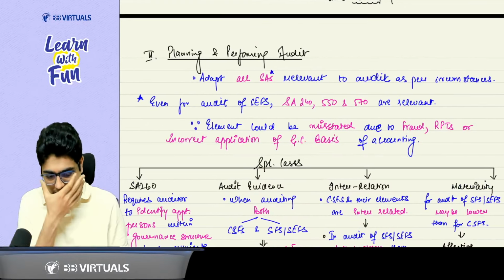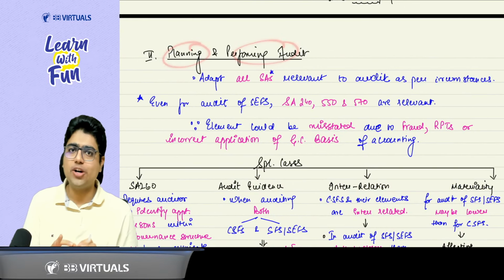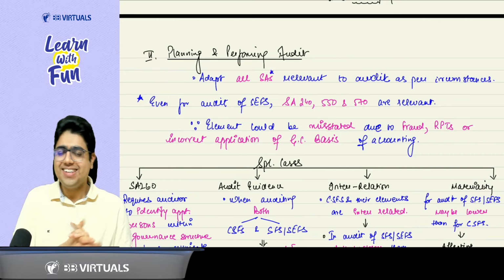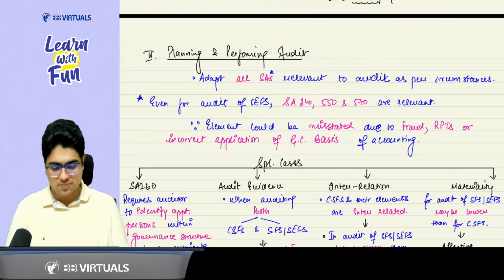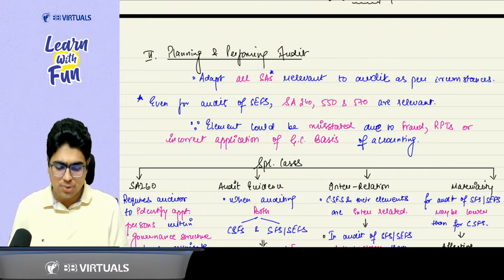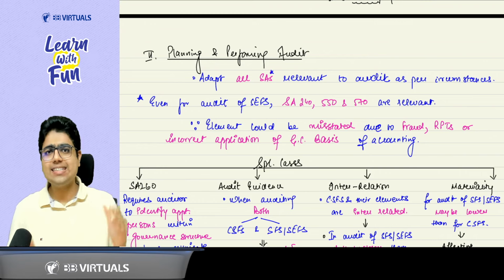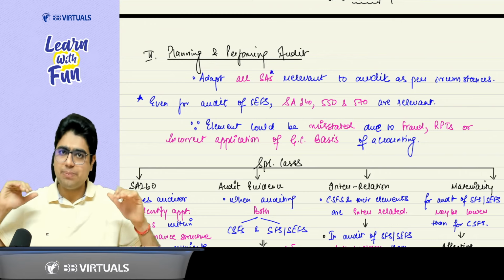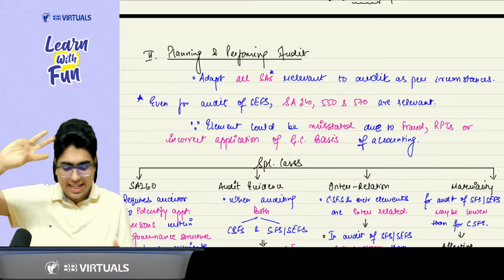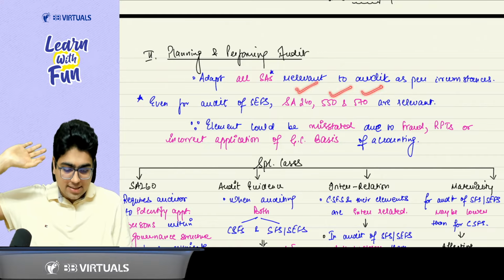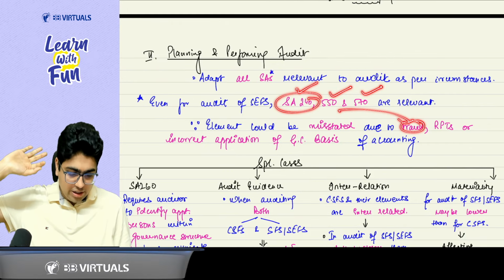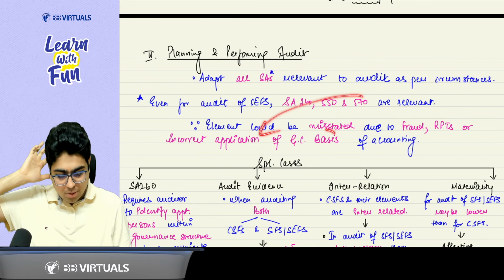Now come with me to the next part, planning and performing the audit. This is very important, and also there are certain amendments in this area, so please focus here. First of all, it says adapt all the SAs. Whatever SAs are relevant to the audit, you will have to adapt them. Specifically, three: SA 240, SA 550, and SA 570. So 240 talks about fraud, 550 talks about related parties, and 570 talks about going concern.